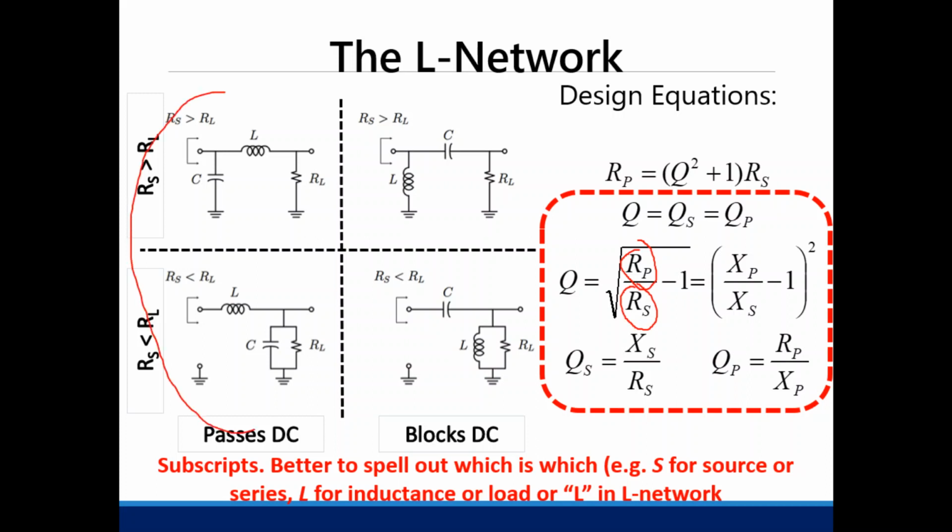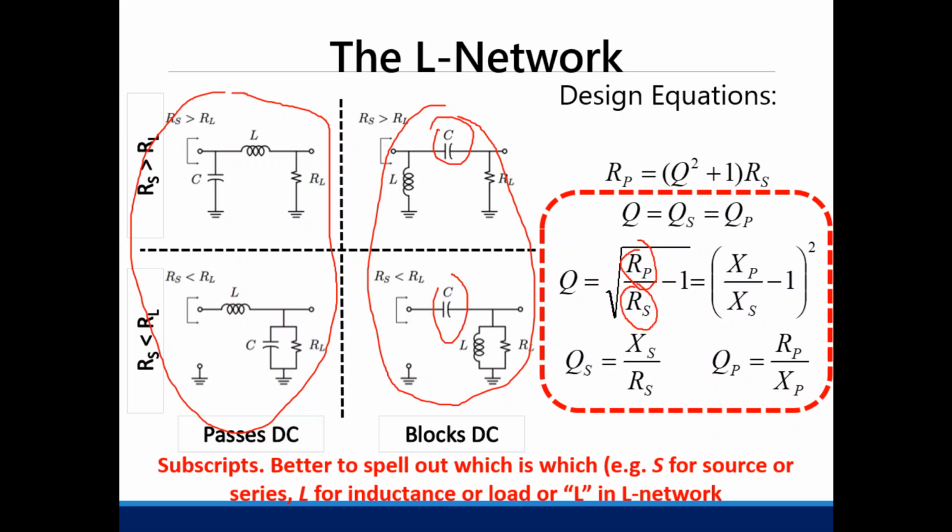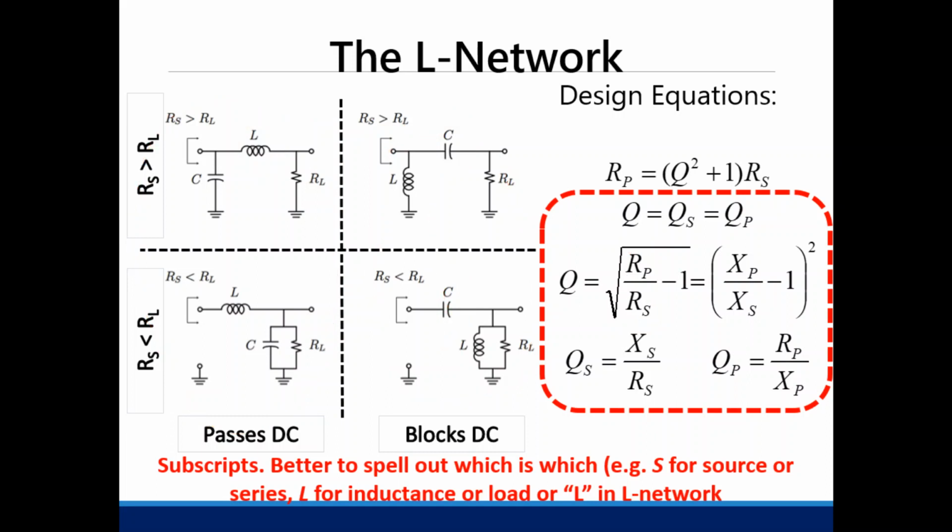So the L network that you will use depends on your application. This part of the network passes DC. This part blocks DC, mainly because it's a series capacitor. Here it's a series inductor, therefore it's a low pass circuit. Here, this is the high pass circuit in this region. That's why it blocks DC.